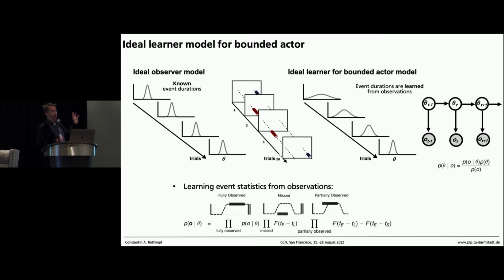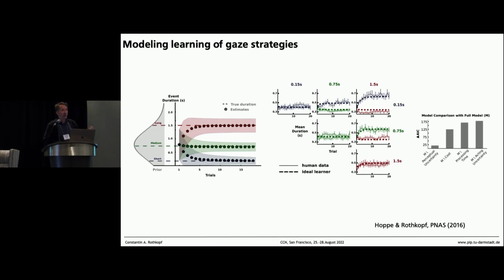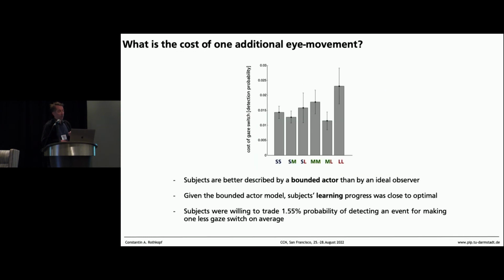So this is not optimal, it's the optimal learner conditioned on the bounded actor. And we can capture the data pretty well for the learning. Details are in the paper to see that all the components are really necessary for this. And finally, we always have to do proper model comparison to see whether the model really captures the data better in a meaningful way. All right, so what have we gained?